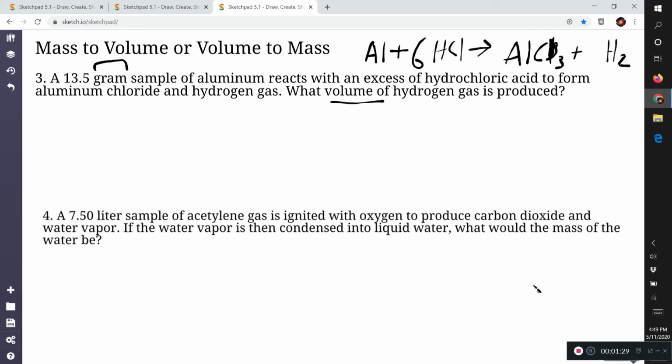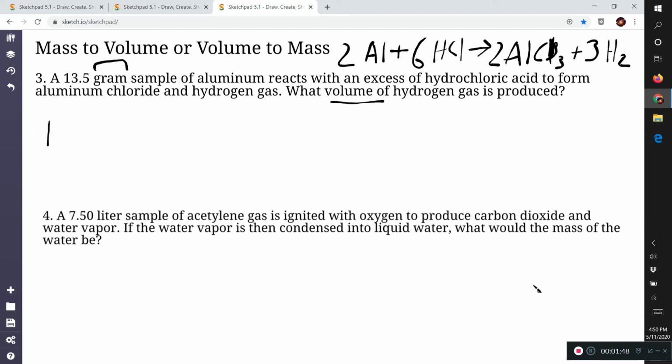That way, I can get double this here and get my 6 chlorine, triple this here, get my 6 hydrogen. But I need to make sure to balance out that aluminum. So I have 2 aluminum, 6 hydrogen chlorides, yields 2 AlCl3 plus 3 H2. So let's start on our journey here.